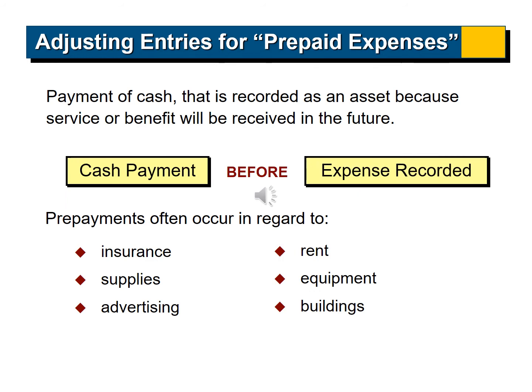Here are some examples of prepaid expenses where the company pays for a service or a particular good in advance, such as insurance, supplies, advertising, rent, purchase of an equipment, purchase of a building or purchase towards a building, etc. So the money is paid in advance before the item is received or before the service is received.